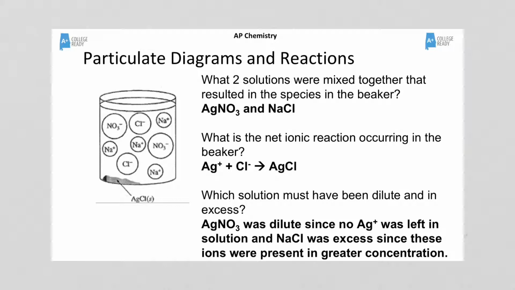So here are your answers. The 2 solutions were silver nitrate and sodium chloride. There's the net ionic. The net ionic only includes the ions that are actually reacting, and in this case forming a precipitate. And you can see that the sodium ions and the nitrate ions are just floating around as spectator ions. They're not in a reaction, so they do not need to be included. Silver nitrate was dilute since there was no silver ion left in the solution. We do see a nitrate ion since it is a spectator. Sodium chloride had to be in excess since although chloride was part of the precipitate, there's still chloride left in the solution, and then we see twice as much sodium ions.